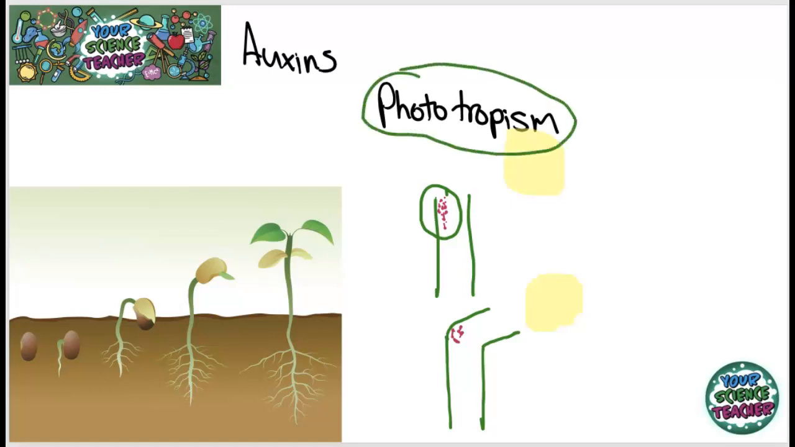Now, there is another example of tropism as well, which happens in the roots, and this form of tropism is known as gravitropism. This causes the roots to grow away from the light. What happens is the auxins gather on the side furthest away from the light, and therefore it causes growth downwards. So it happens in the roots.